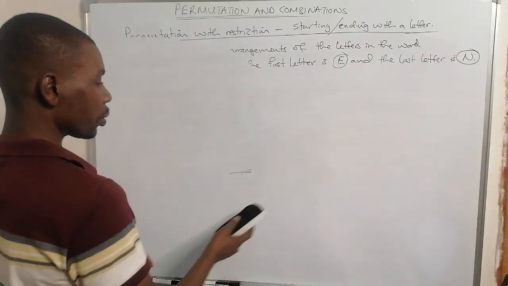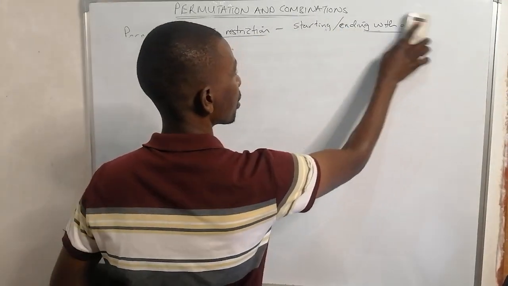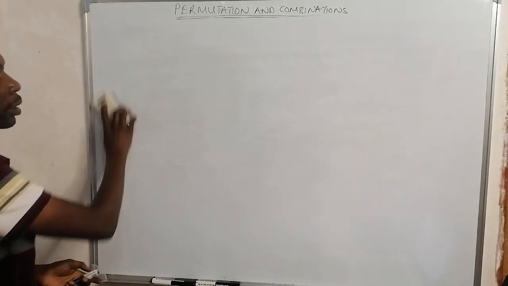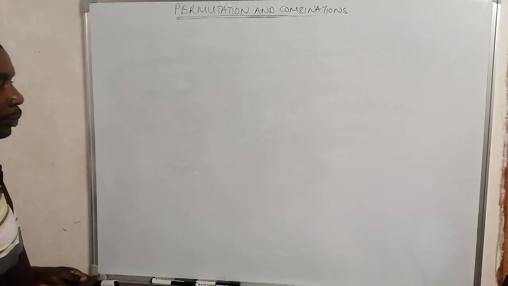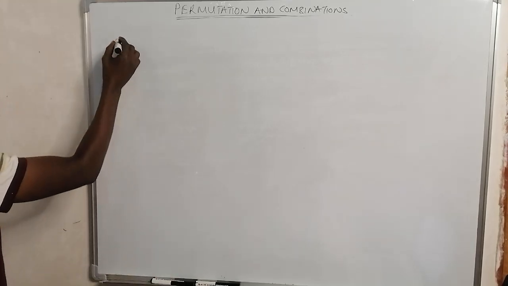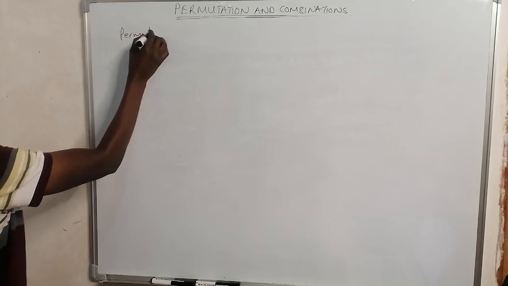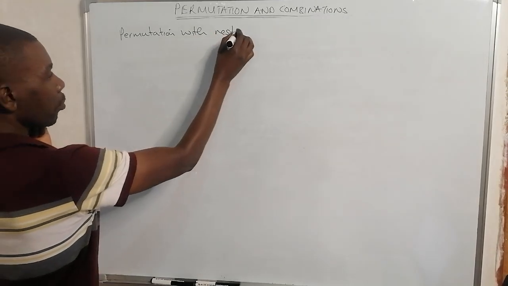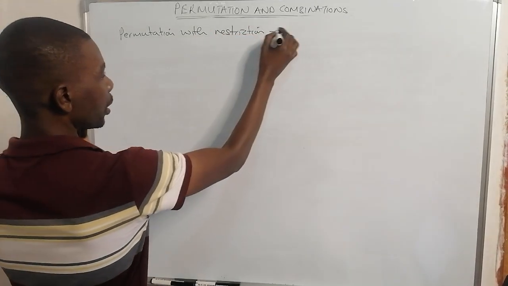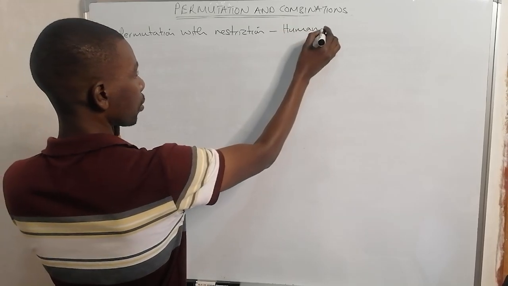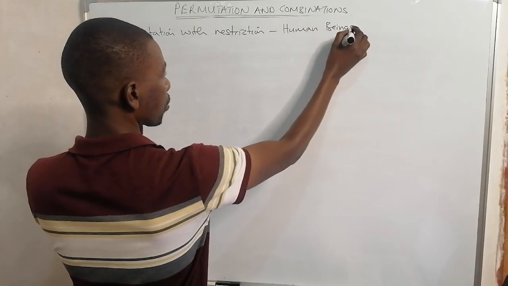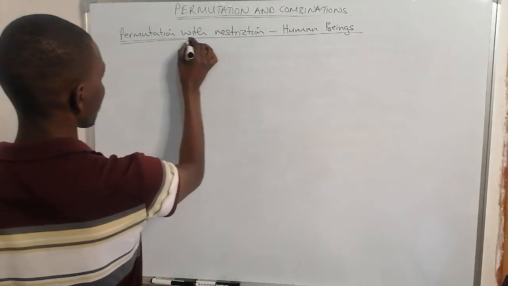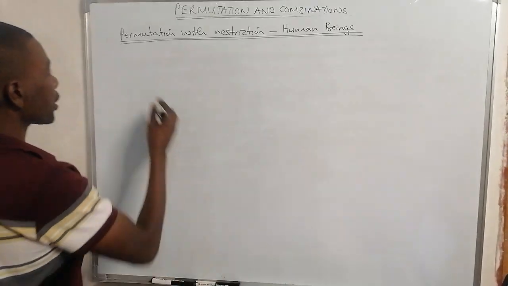Now we want permutation with restriction of human beings. Permutation with restriction, but now we are considering human beings. Right, example.